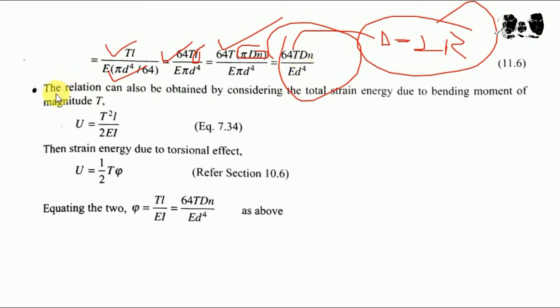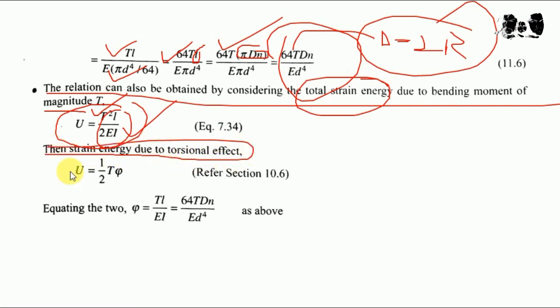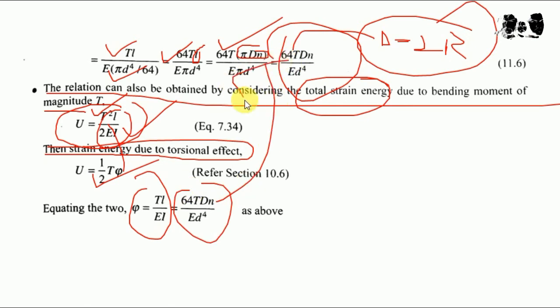You can also find this relation by using the strain energy equation, which is this. We already know that the strain energy equation is T square L upon 2EI, where T is the torque and the rest of the notation is as usual. The strain energy generated due to the torsional effect is U equal to half T times gamma, the angle of twist, which we already used in the first lecture, and by placing this here we get a solution which is the same as above. So this is the effect of axial torsion in the closed coil helical spring.